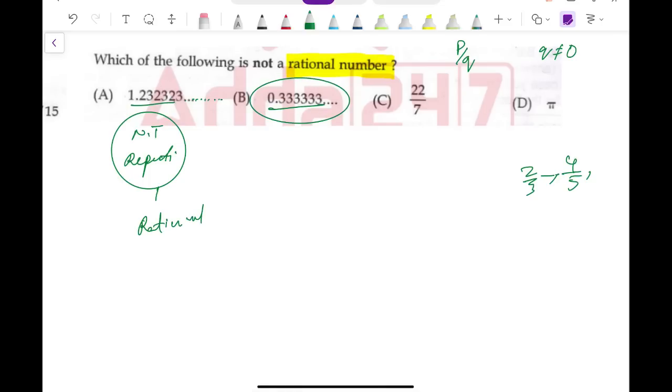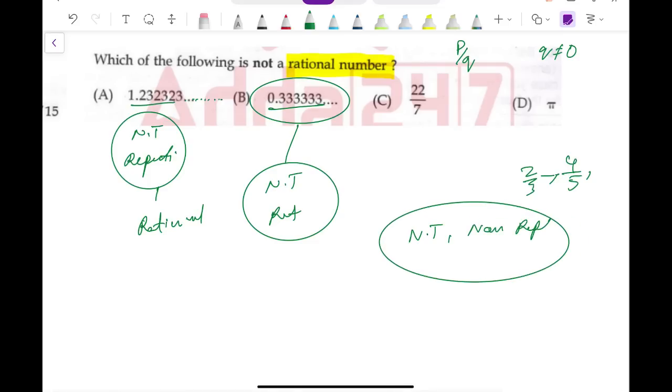Even in the same case here, this one is non-terminating as well as non-repeating, and this one is non-terminating as well as repeating. But what is an irrational number? An irrational number means a number that is non-terminating as well as non-repeating. Then we can say that this is irrational. Or numbers which cannot be taken out of the root, like root 2, root 5, root 3, all those numbers we call irrational numbers.